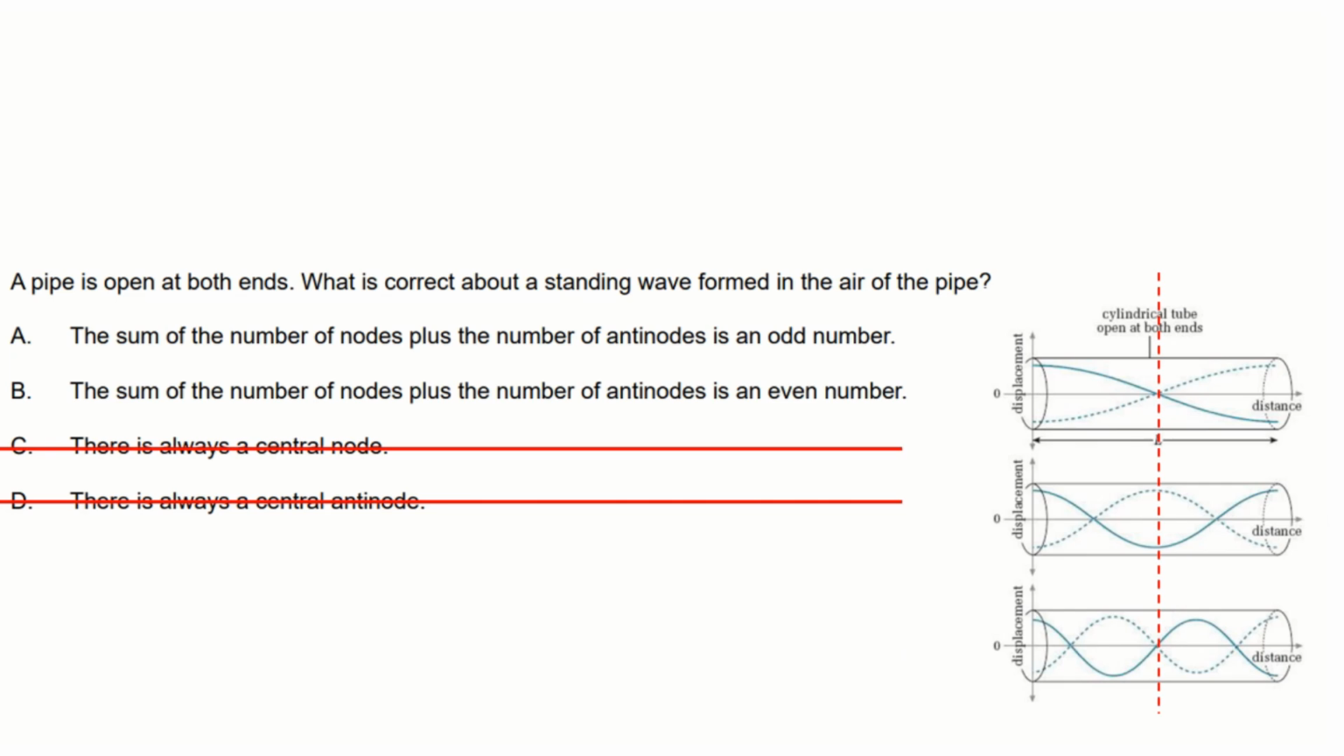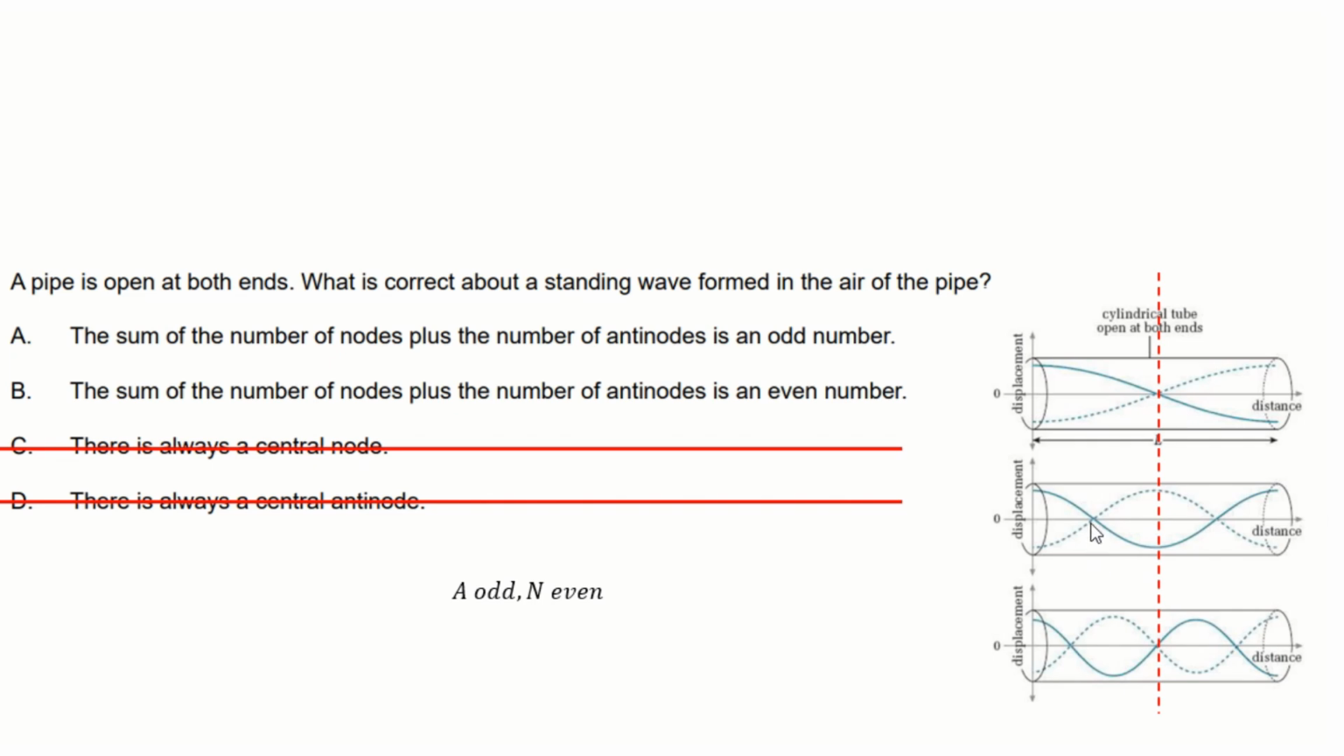Okay, so we're left with a kind of sums question, which tells us that the sum of the number of nodes plus the number of antinodes is an odd number or it's an even number. Well, hopefully we can see the system here that in each case, we're going to have to add together our values of antinodes and nodes. Now, if we notice here, we've got an odd number of antinodes, for example. We've got one antinode here, 2 and 3.